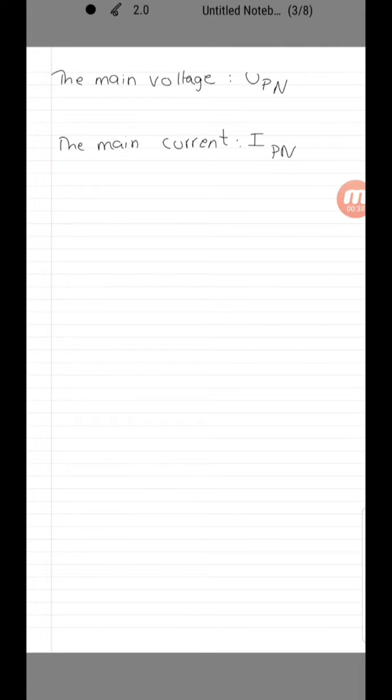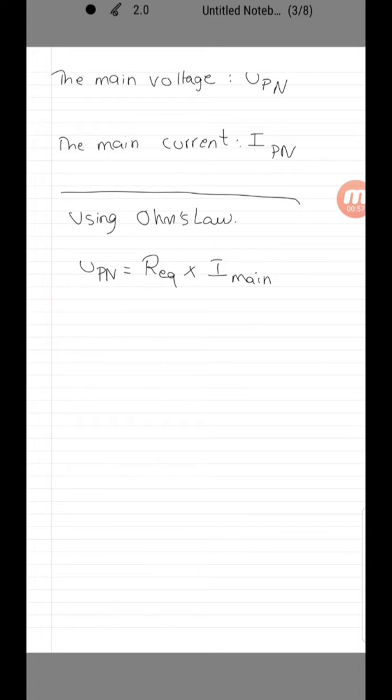Now if I use Ohm's law, the main voltage UPN should be equal to R equivalent times I main, which is IPN. So if I want to use UPN and the I main, so the main voltage and the main current, I need to use the R equivalent.